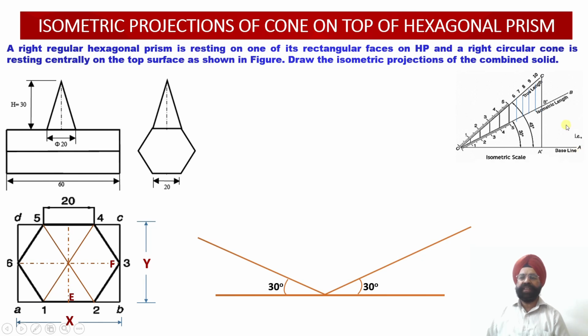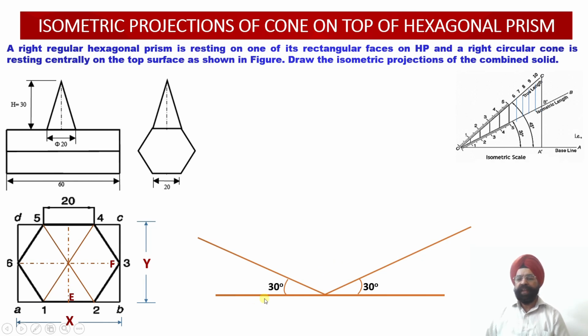Now in the isometric scale, the true length scale will be drawn at an angle of 45 degrees, and the isometric scale will be constructed at an angle of 30 degrees. So all the distances from the true length scale will be converted into isometric lengths, and whatever lengths are given in the true shape in this figure, all those lengths will be converted into isometric lengths, and only those lengths will be drawn onto the isometric projection.